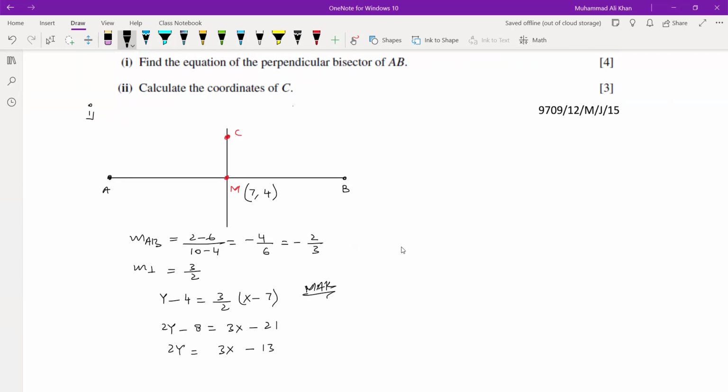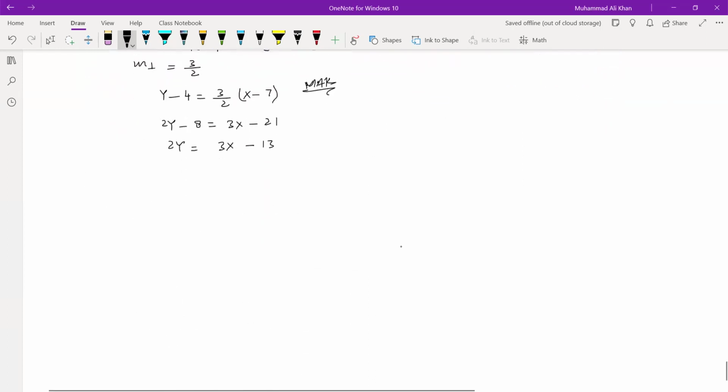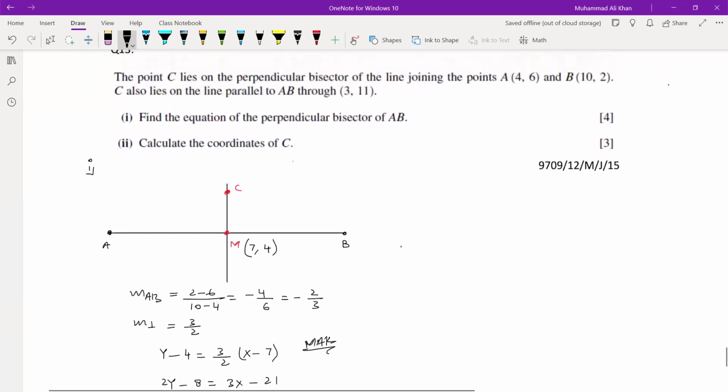Now, after that, calculate the coordinates of C. The condition is, another condition for C is, C also lies on the line parallel to AB. C also lies on the line parallel to AB through 3, 11. This line passes through 3 and 11. We have to calculate the coordinates of C. बेटा सी के कोऑर्डिनेट्स कैसे आएंगे? दो लाइंस टकरा रही साइमल्टेनियसली सॉल्व करने से आ रहे हैं.